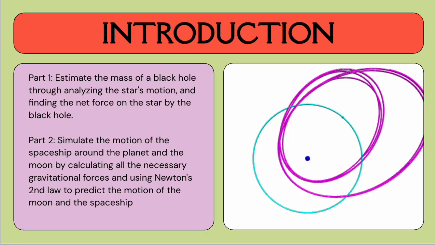The structure of Lab 3 was split into two parts. The focus of Part 1 was to find the mass of the black hole by analyzing the orbit and the motion of the star around it. The focus of Part 2 was to model the spaceship in a figure-8 orbit around the planet and its moon.